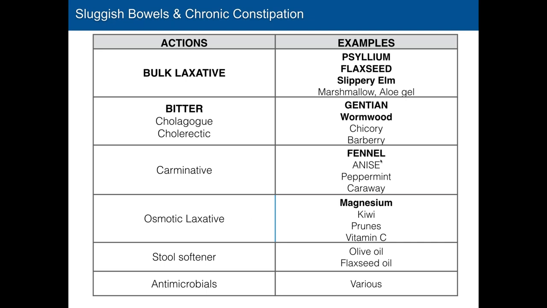Bitters, carminatives, we talked about all that. Osmotic laxatives, there's a few different ones. Magnesium, kiwis, and prunes contain sorbitol, and sorbitol is an alcohol sugar that doesn't get absorbed into circulation, so it stays in the bowel and pulls water in, just like how magnesium does. So that's why prune juice, which is essentially void of fiber, is so effective for constipation. And then taking vitamin C would do that as well, okay?